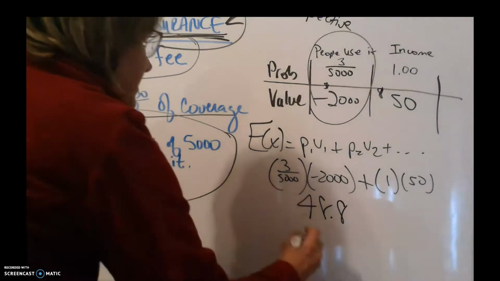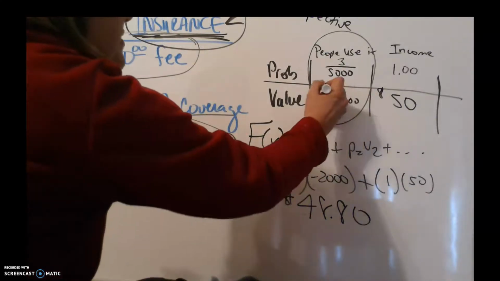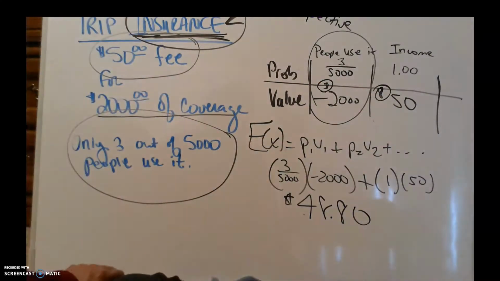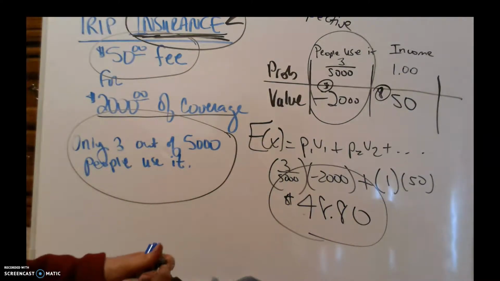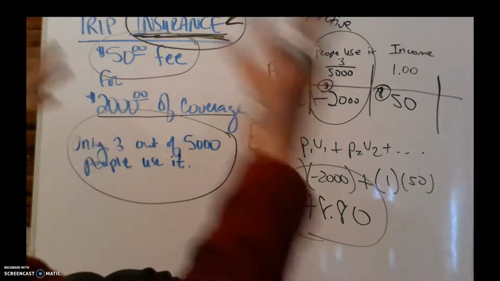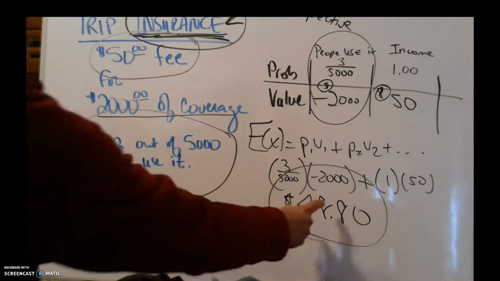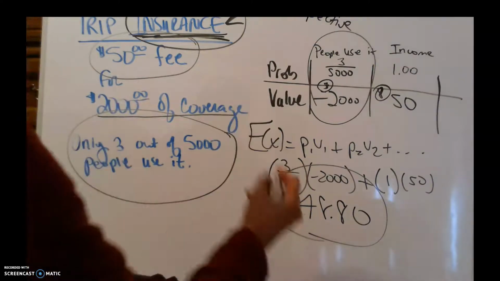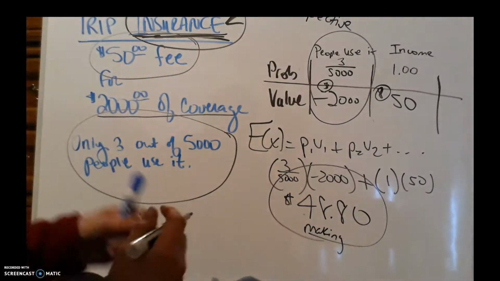Now, remember, this is money, because my labels on these are dollars. So this is my expected value. What does that mean? People are going to take out this insurance policy hundreds of thousands of times, different people. And on average, since this is positive, that means the insurance company is making this much money per time period.